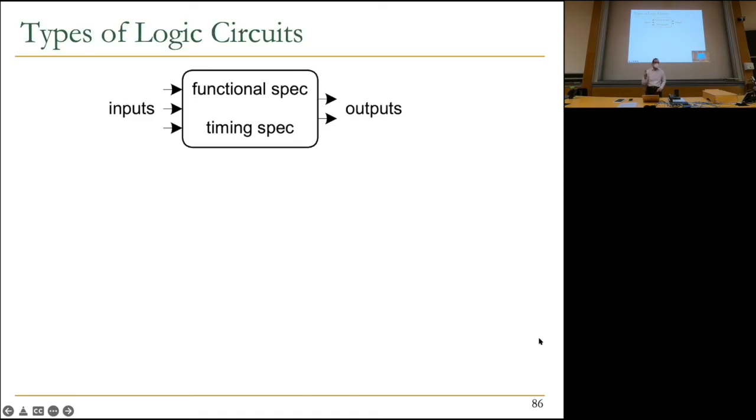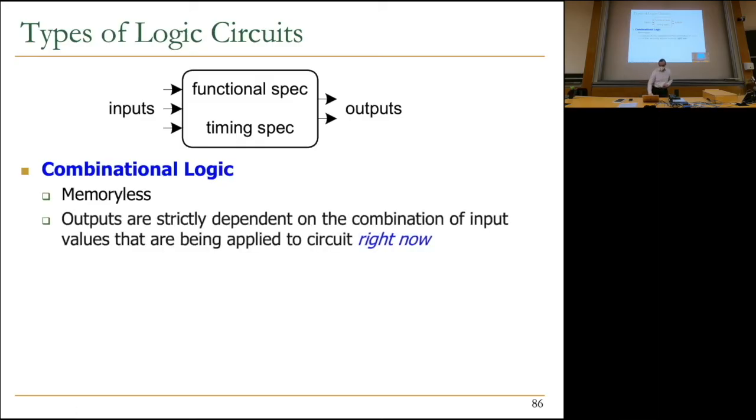There are actually two types of logic circuits. We're going to cover combinational ones today and early next week. One is combinational logic. Combinational means memoryless. Basically, you don't remember what was done earlier. Outputs are strictly dependent on the combination of input values that are being applied to the circuit right now. You don't remember anything from the past. There is no memory element, if you will. We'll talk about memory elements in lecture 6 when we talk about sequential logic, which is the next type.